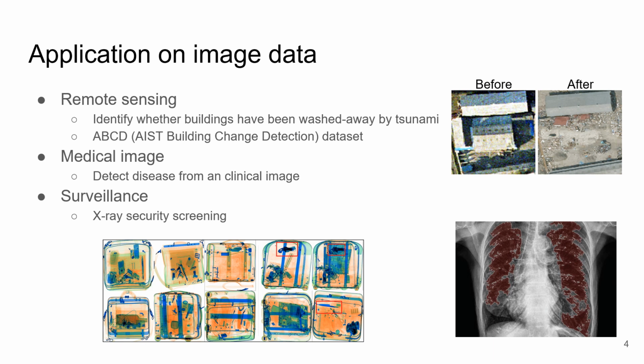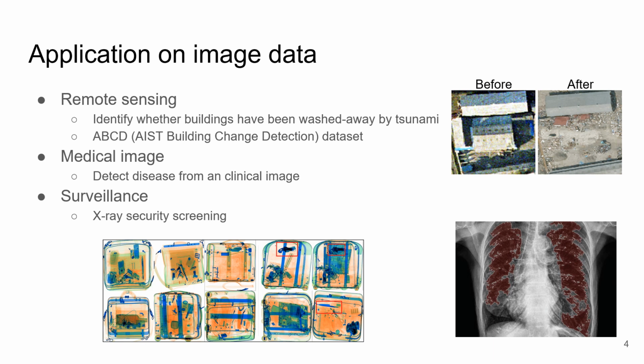The second example is medical imaging. We can detect disease from a clinical image, like here, a chest X-ray image. We can segment or classify whether this image is normal or abnormal.